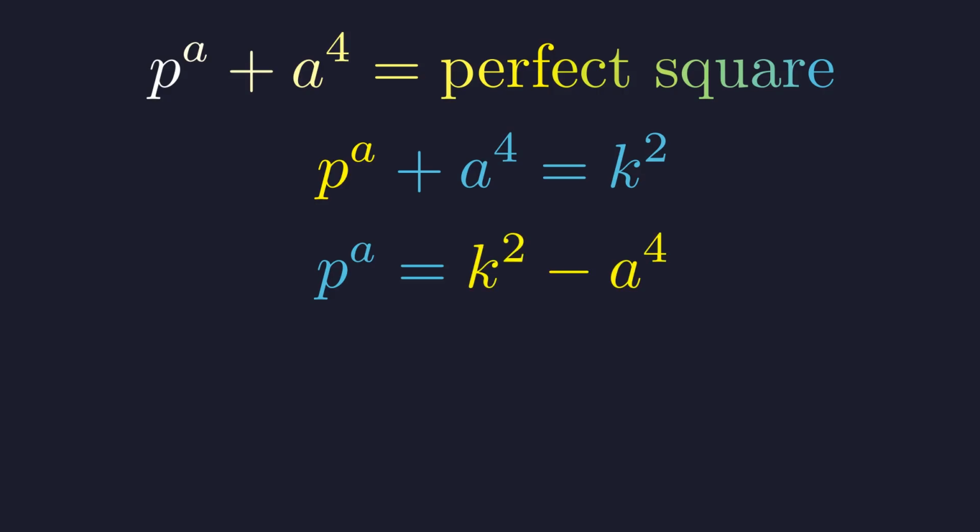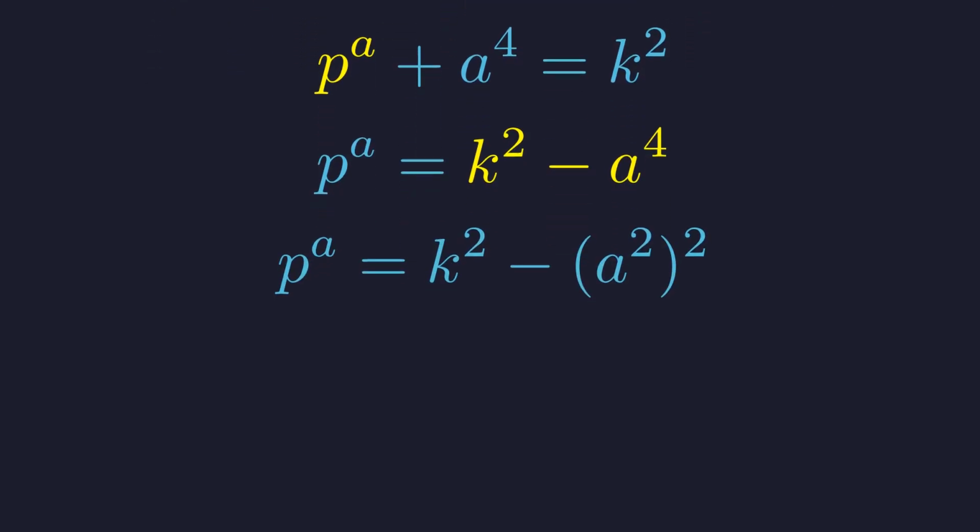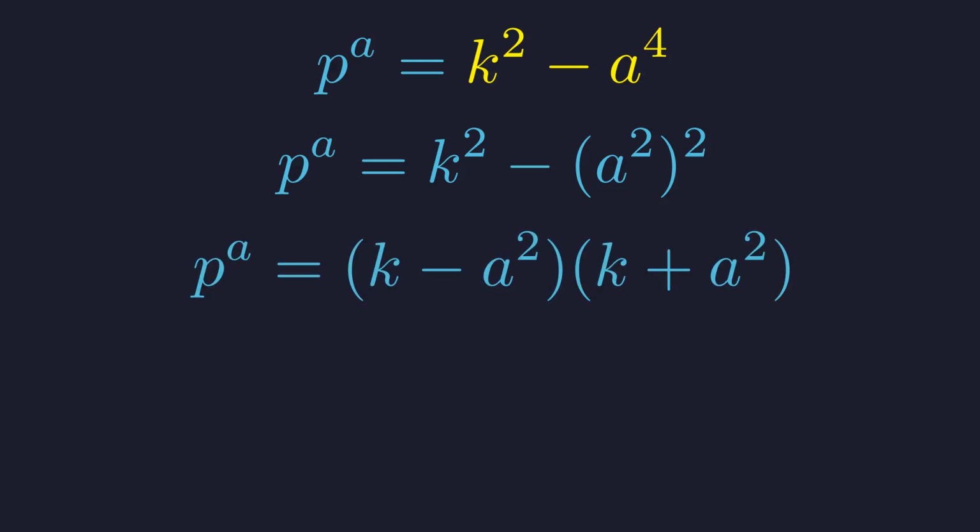The right-hand side has a specific structure. The term a to the fourth can be rewritten as the square of a squared. This substitution reveals a difference of two squares. Factoring the right side gives the product of k minus a squared and k plus a squared. This factorization is the key. Since k squared equals a to the fourth plus p to the a, we know k is greater than a squared, which ensures both factors are positive integers.